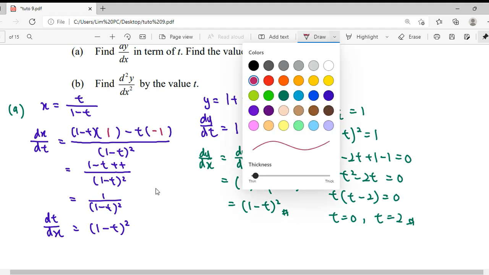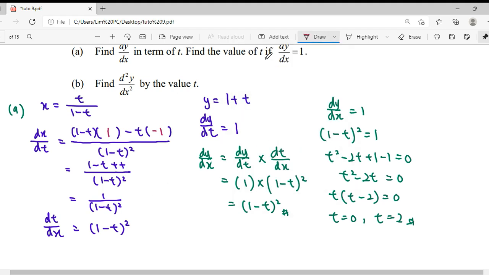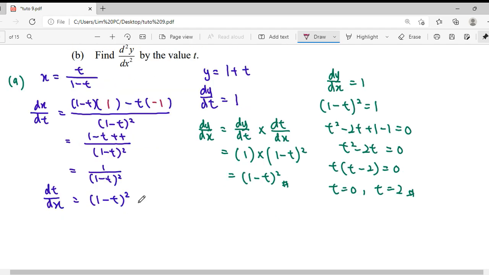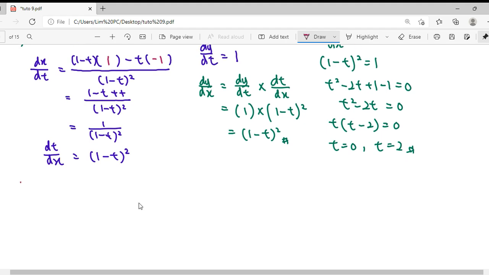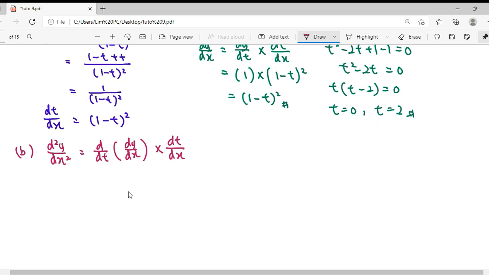Then, after we solve our part A, we're going to our part B. We're going to find our d2y dx squared by that value. So before we substitute the value into d2y dx squared, we revise the formula. It will become differentiate with respect to t for dy dx times dt over dx. So this is our formula. Must follow the rules of parametric differentiation.